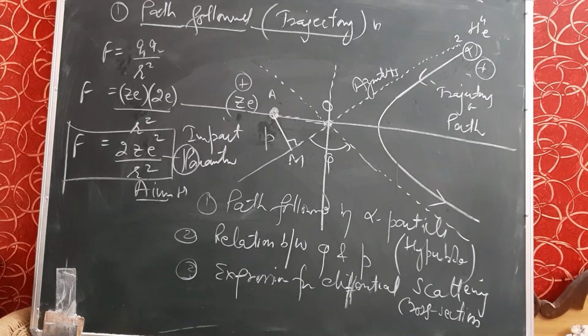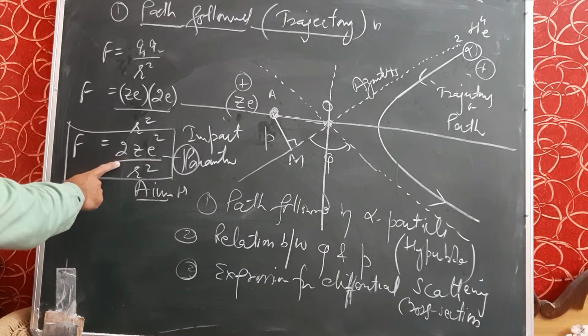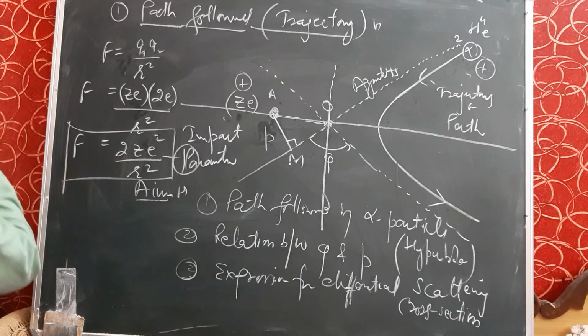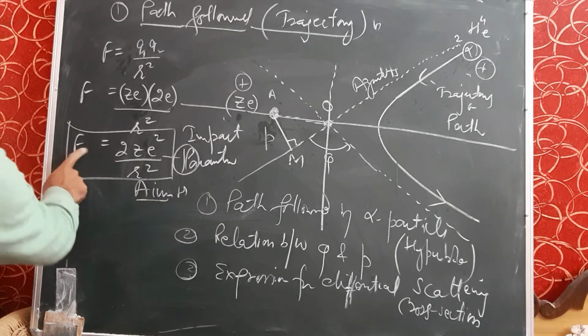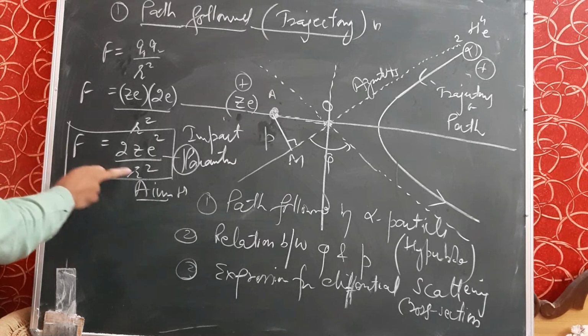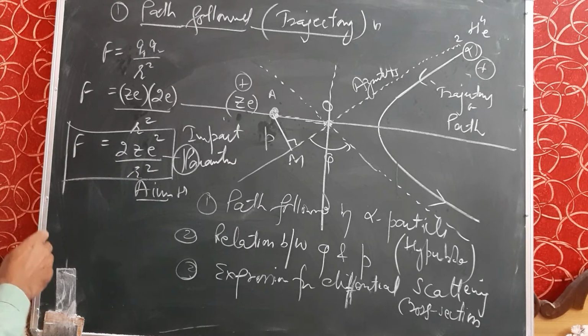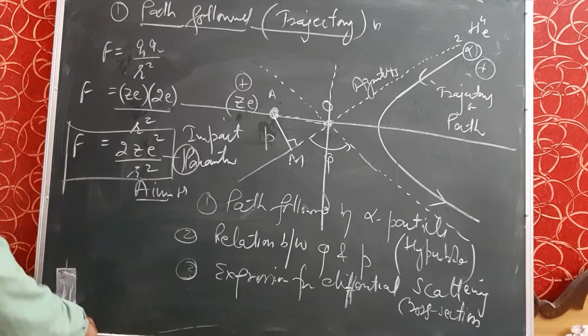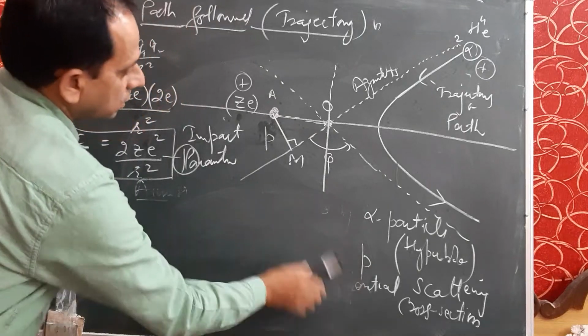F is equal to 2Z e square upon r square. So, this is the Coulomb force in the CGS system. The alpha particle is moving under this Coulomb force. We know that this force is an inverse square force, and so this is the motion of a particle under inverse square force. Now we will find the path.